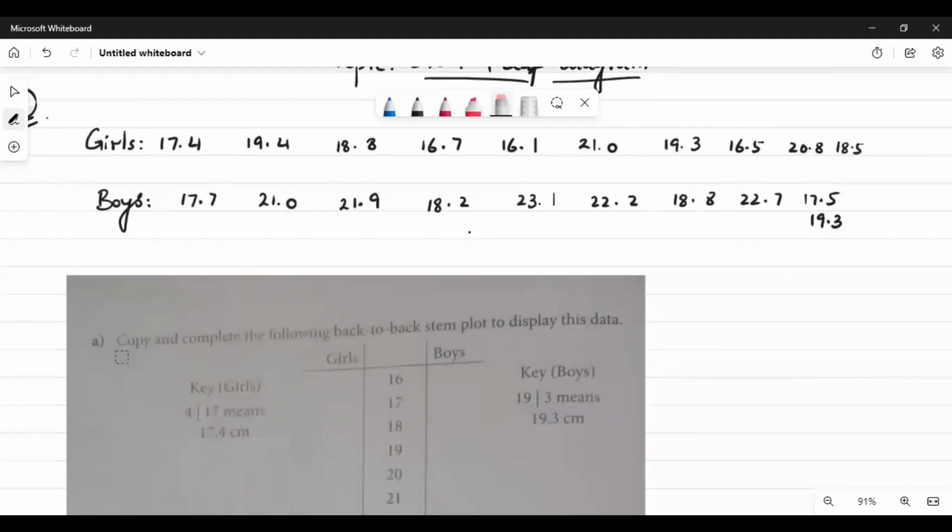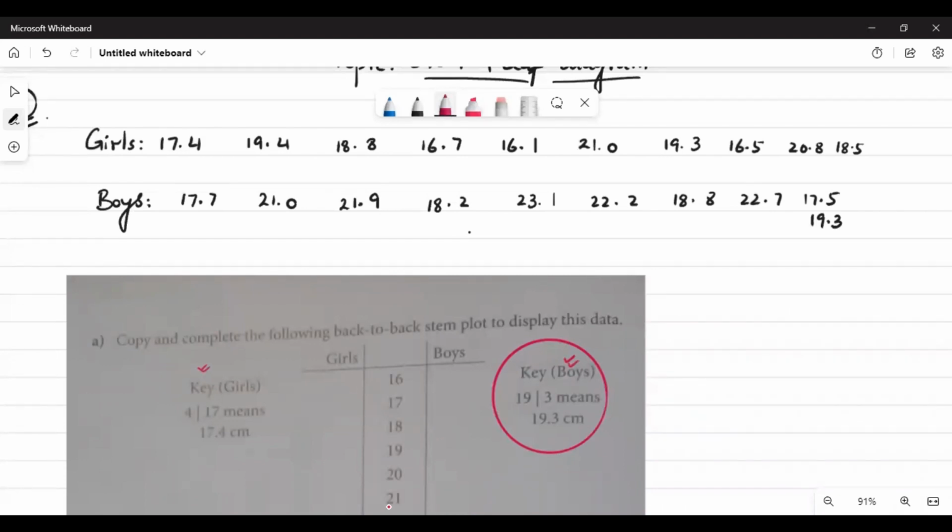And in the book, they gave you even the diagram, and the diagram has 2 parts. Here is a stem, with the numbers written from 16 to 21 because the minimum number is 16 and the maximum is 21. The key is already labeled: for the boys, 19 and 3 means 19.3 centimeters. For the girls, if 4 is written on this side and 17 on this side, that means 17.4. So let's start plotting the data.